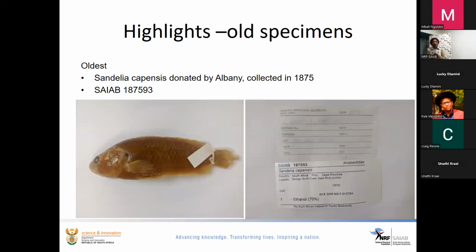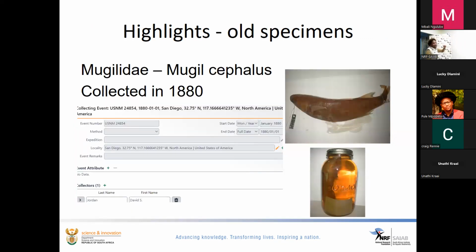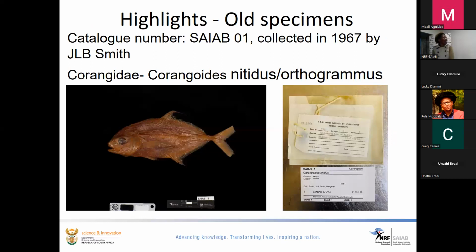The highlights of our collection: we have our oldest specimen, Sandelia capensis. This specimen is one of the specimens that were donated by Albany Museum. It was collected in 1875. The second oldest specimen is this one. It's from the United States of America. It was collected by David.